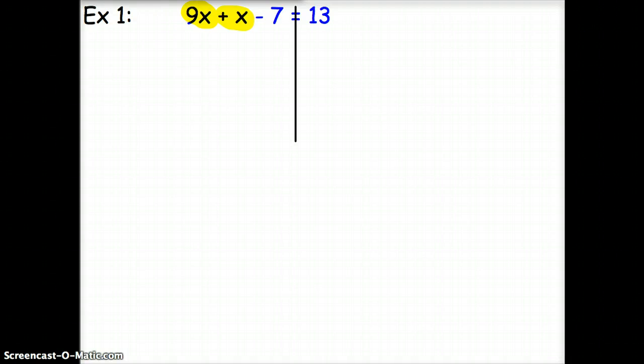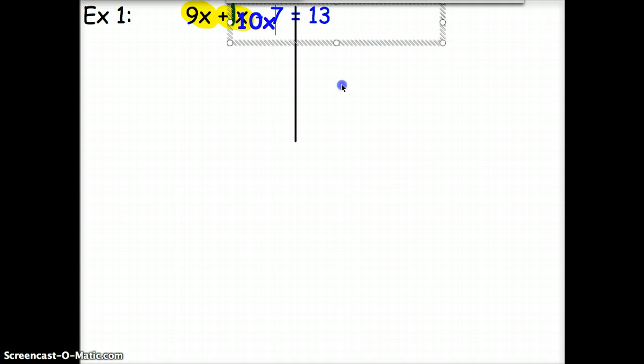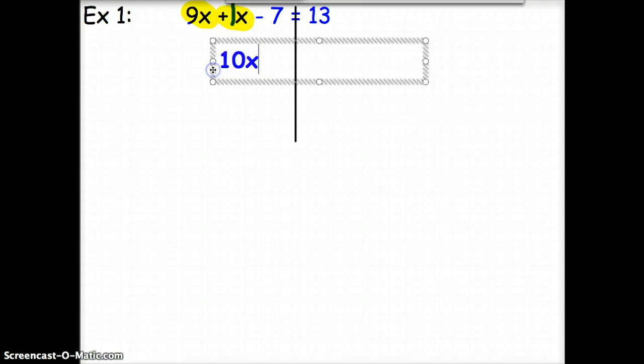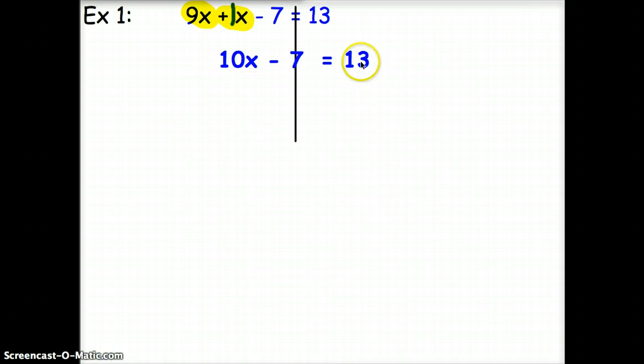This x by itself is like a 1x. We just got a little bit lazy about writing the 1 in front of it, but it still means the same thing. So my first step, I'm going to combine those like terms. 9x plus another x gives us 10x. So I have 10x minus 7 equals our 13.